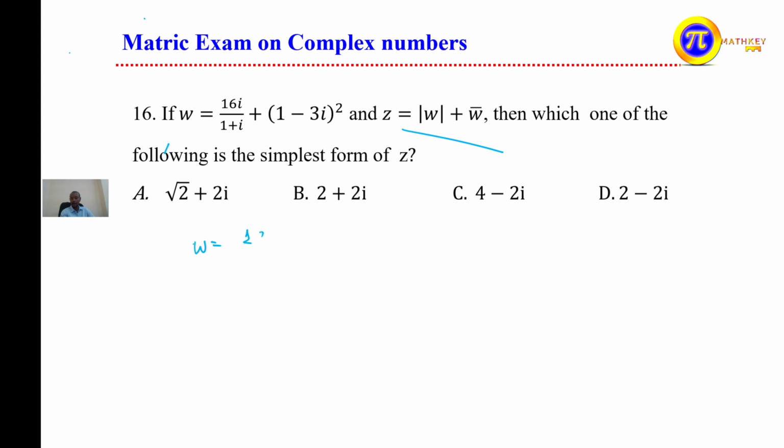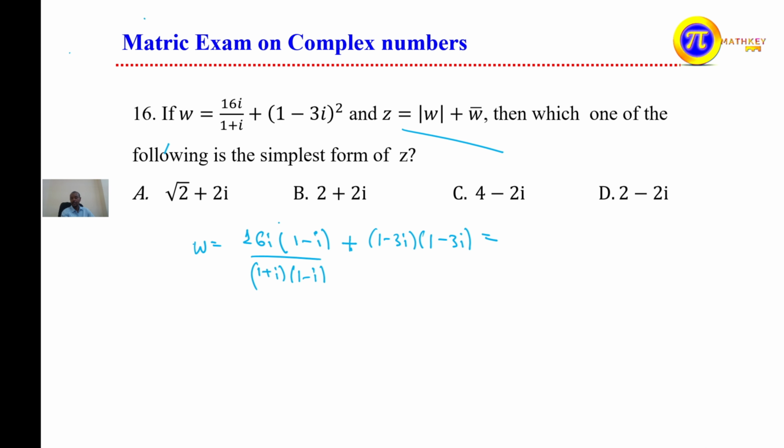W is equal to 16I. Let's rationalize it. This is 1 minus I divided by 1 plus I times 1 minus I, plus the square of this, which is 1 minus 3I times, sorry, 1 plus 1 minus 3I, here. Which is equal to what?